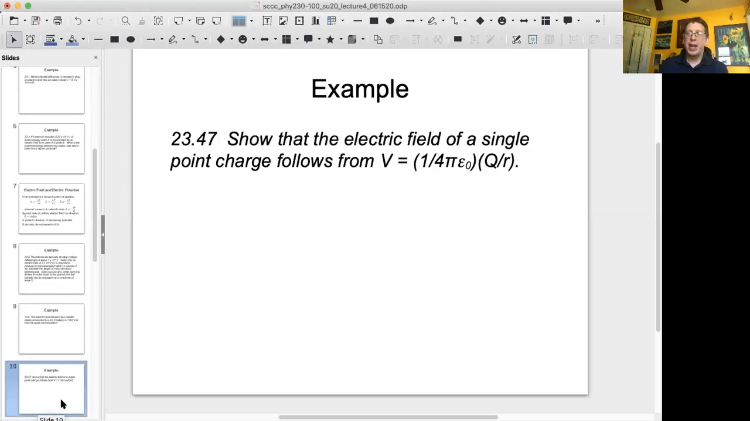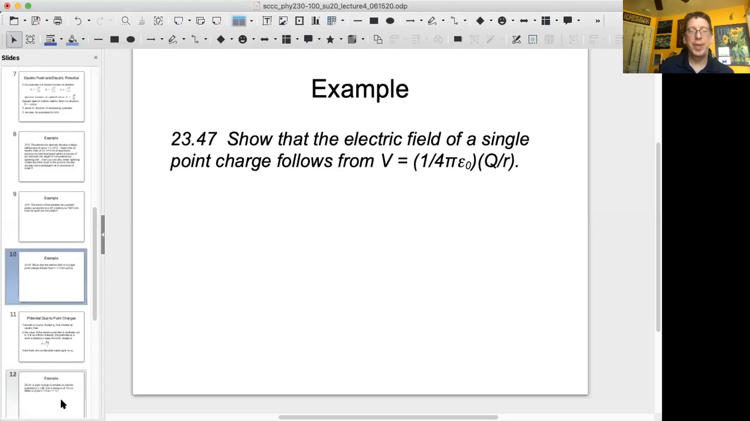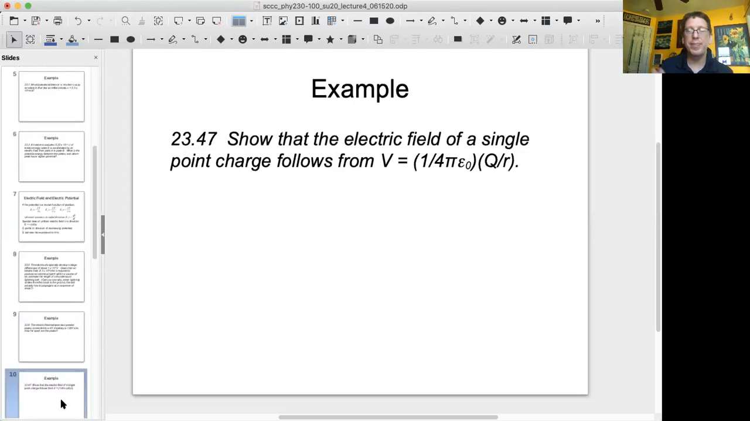Okay, so one last example before we get to talking about potential due to point source charges. In this example, we were asked to show that the electric field from a single point charge follows from V is equal to 1 over 4 pi epsilon naught Q over R. So that's the potential of a point charge. We'll talk about that in a bit more detail in a couple of minutes, but we're going to show how the electric field comes from that.